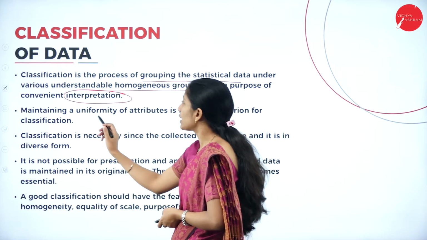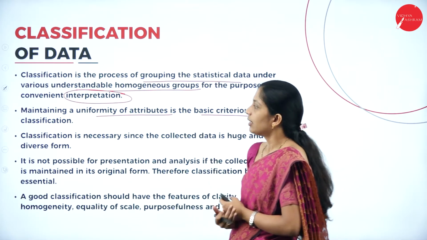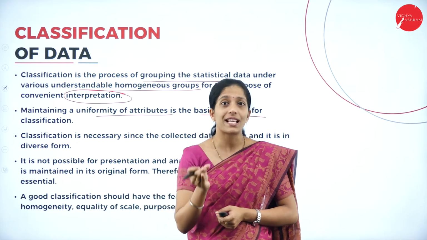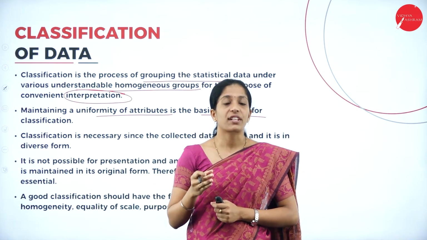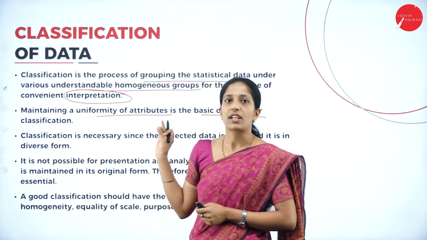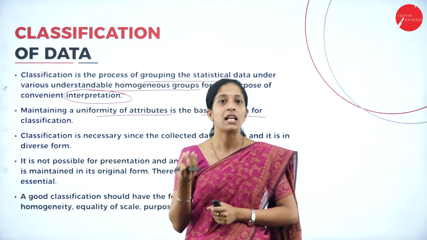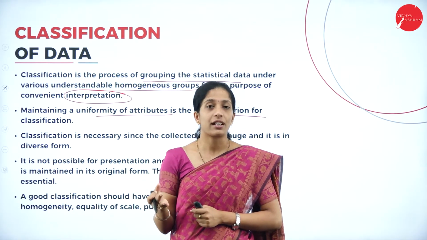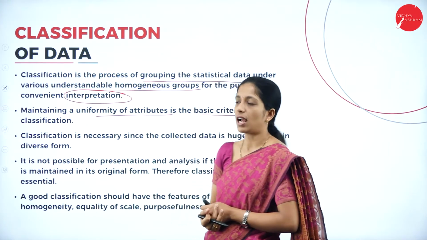Maintaining a uniformity of attributes is the basic criteria for classification. On what basis are we going to classify the data? The main intention of classification is for easy interpretation of data. Under the classification stage, we are going to classify based on some criteria. It may be related to their region, their language, or any other factors. Based on that, we are going to classify the data.